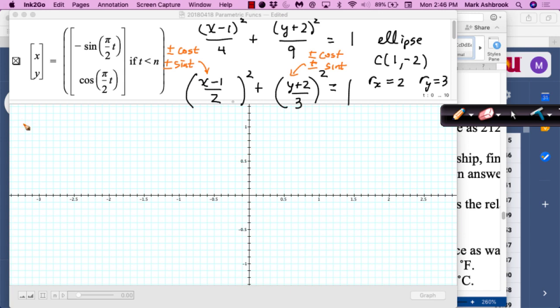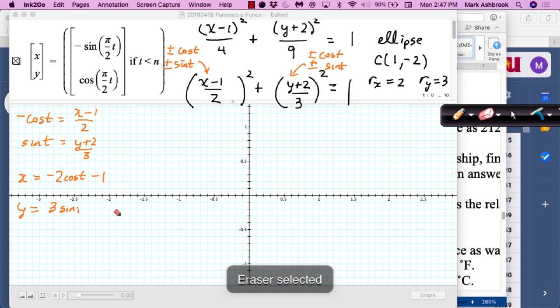So I'm going to do minus cosine. This first one has minus cosine. And the second one has to be either plus or minus sine now. I'm going to use plus sine. And so now I can write it parametrically. I solve for x, right? So what is x? x is -2 cosine t minus 1. And y is 3 sine t plus 2 minus 2 minus 2. So there's my ellipse written parametrically.